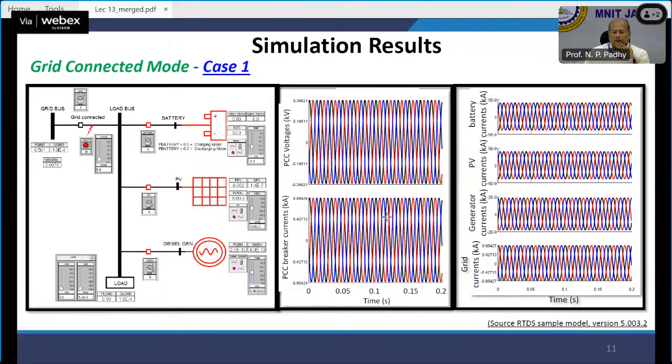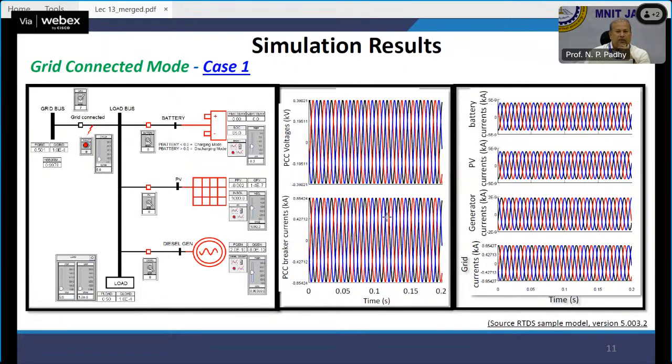Number 1, you can see the PCC voltage, the breaker currents, and the grid current, generator current, PV current, and battery current. The right side is more important, very smooth, all four, isn't it? So you could see the PCC voltages, the currents, and especially the battery current, PV current, generator current, and grid current. Those are the signals.